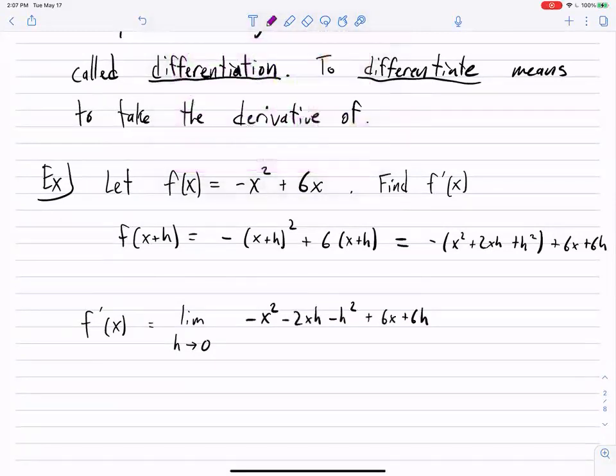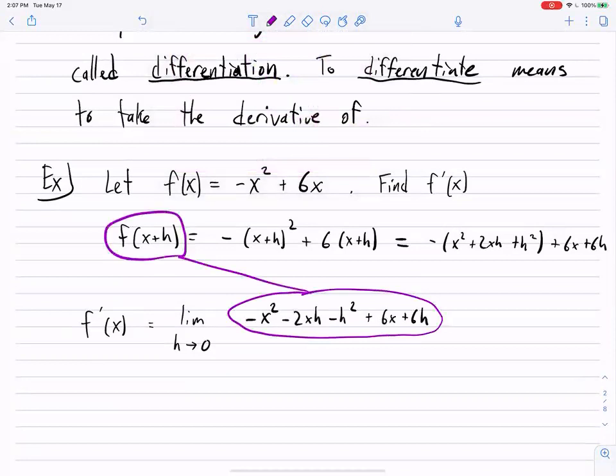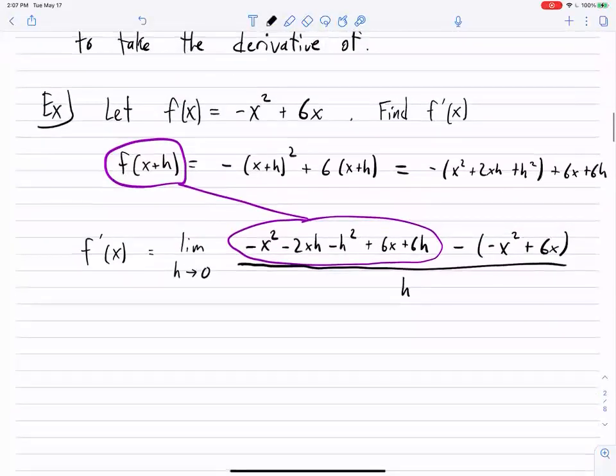Let me do this in color. So that's f of x plus h, and then minus f of x, which is negative x squared plus 6x, all over h. So that limit. And if you just tried plugging in h equals 0 right now, you'd notice that you're going to get 0, 0, 0, and then minus x squared and 6x plus x squared minus 6x. And so you'll get 0 over 0.